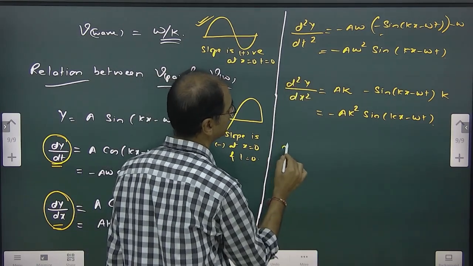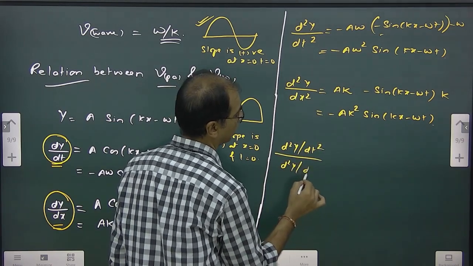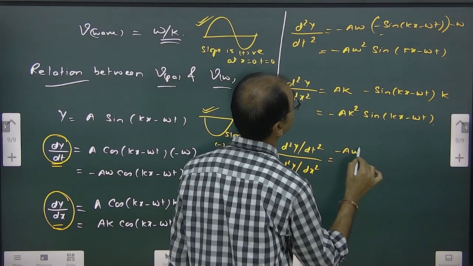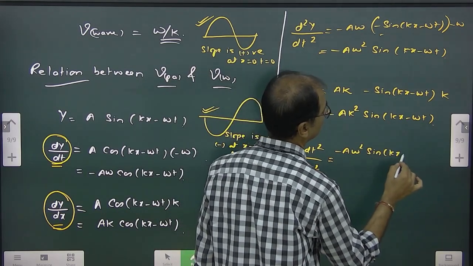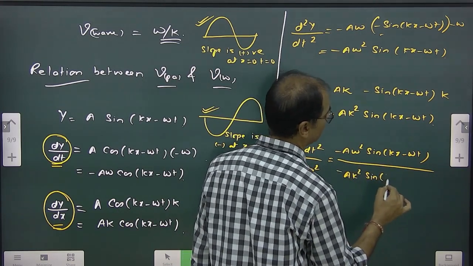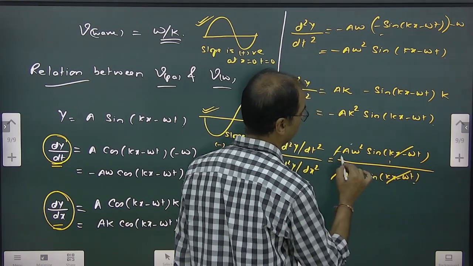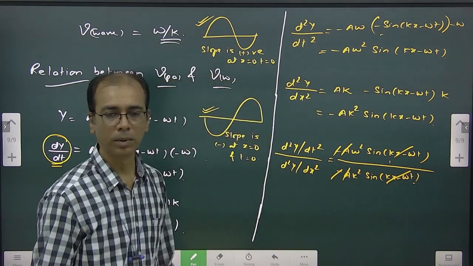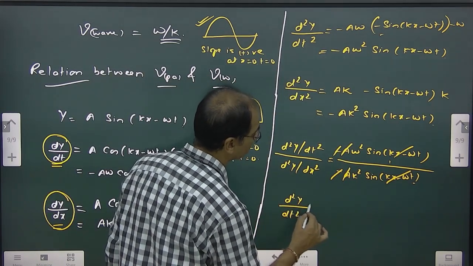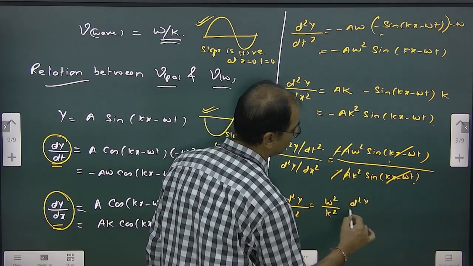Now again the ratio. This by this. d square y by dx square. Do it. This by this: minus A omega square sine kx minus omega t by minus A k square sine kx minus omega t. Sine and sine cancelled, minus and minus cancelled, A and A cancelled. Omega square by k square. So it is d square y by dt square equal to omega square by k square d square y by dx square.